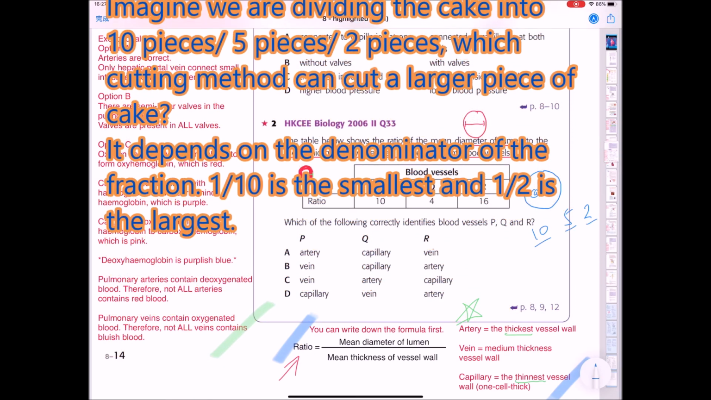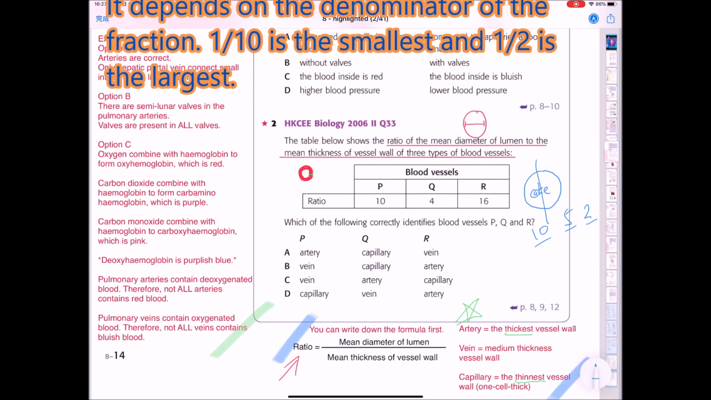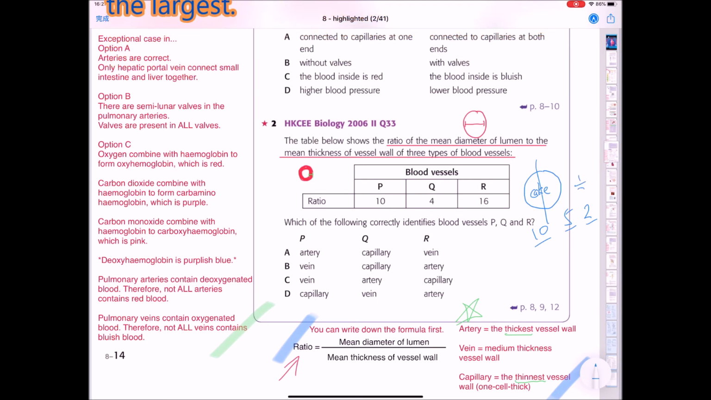You can tell me that if I divide the cake in half for 2 people, each of them will get half of the cake. If I divide it for 10 people, everyone will only get 1/10 of the cake, and for 5 people, everyone will only get 1/5 of the cake, right? So what we need to think about first is the thickness of the vessel wall, which means we mainly deal with the number on the bottom.